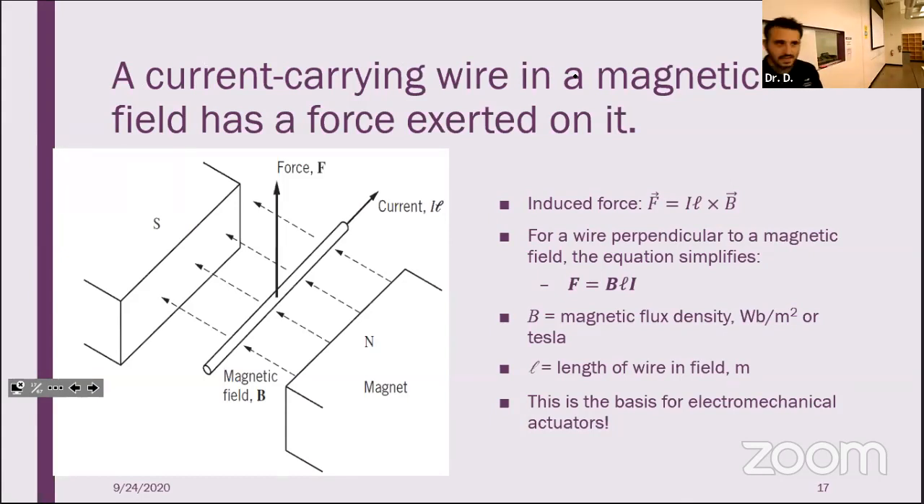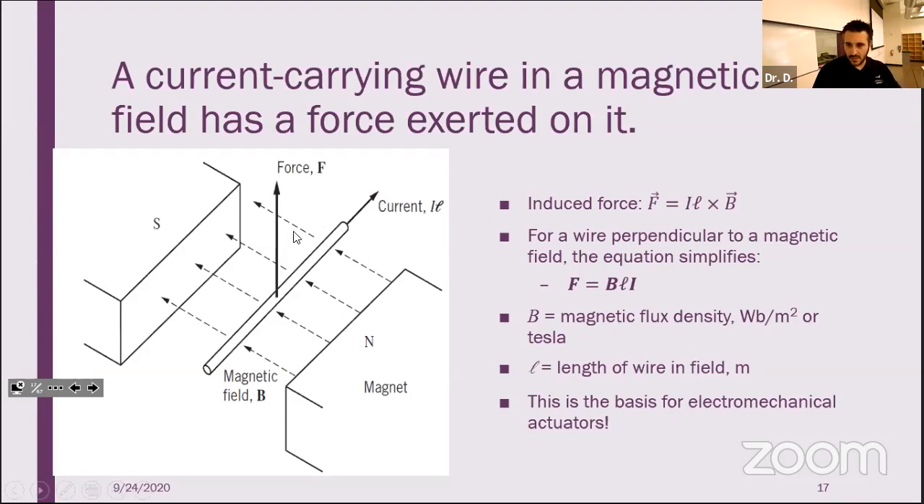So that's important information because that defines B for us, the strength of our magnetic field. Here's the second one, right? A current carrying wire in a magnetic field has a force exerted on it. So if I have this wire here, I've got my wire here, and I've got some current flowing through this wire.